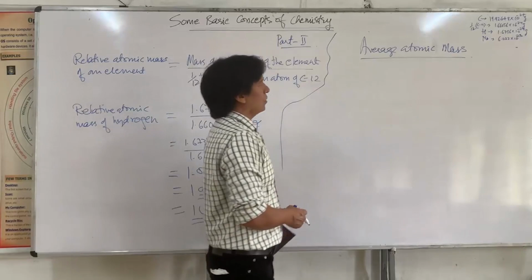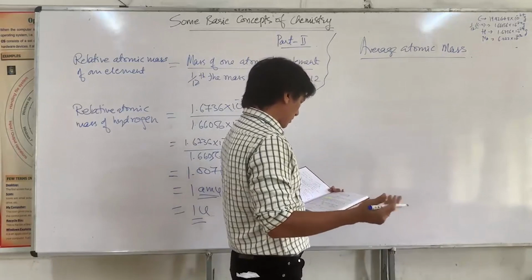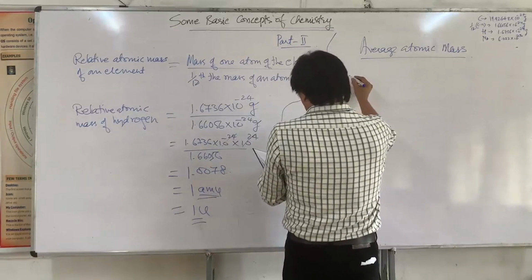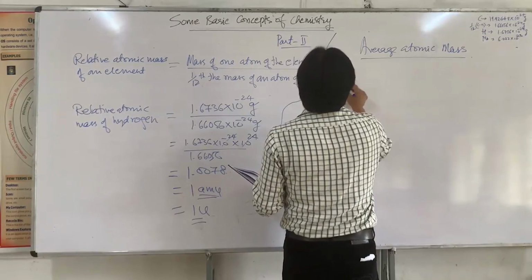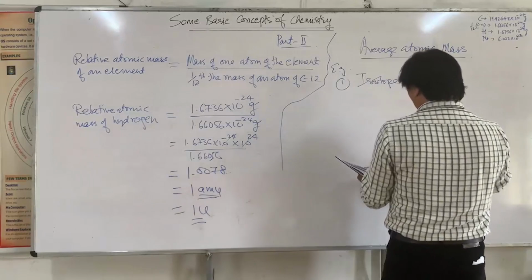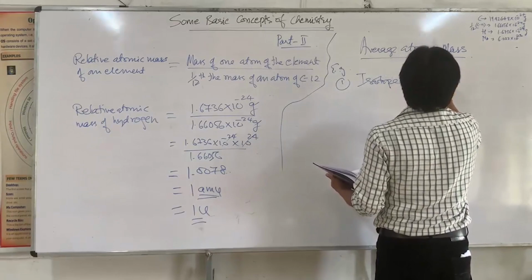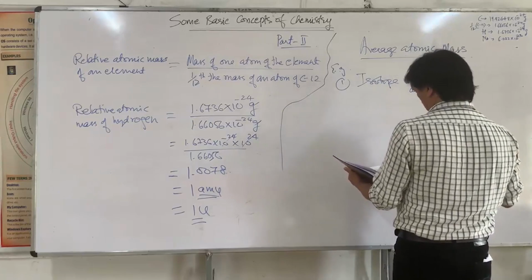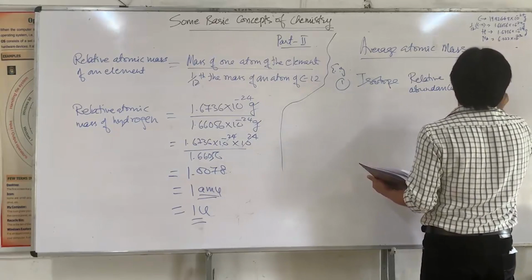elements. Now, one example I can give you is that of carbon. Let's take the first example. Here I have the isotope, then the relative abundance in percentage, and then the atomic mass.